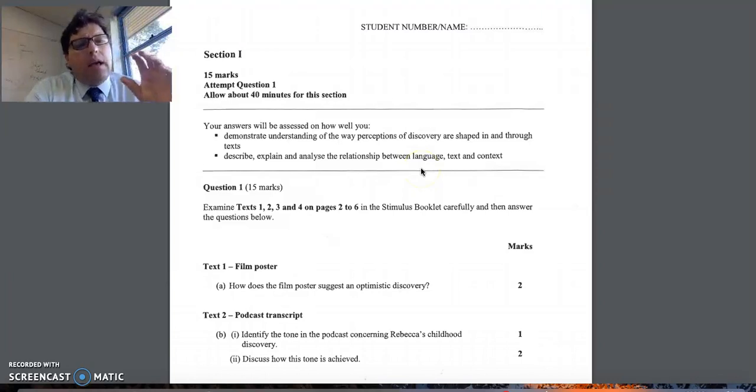Okay, that each of these texts don't just operate in and of themselves. They have a context, they have a relationship with the audience, they have a relationship within themselves, and keep that at the forefront of your mind at all times.